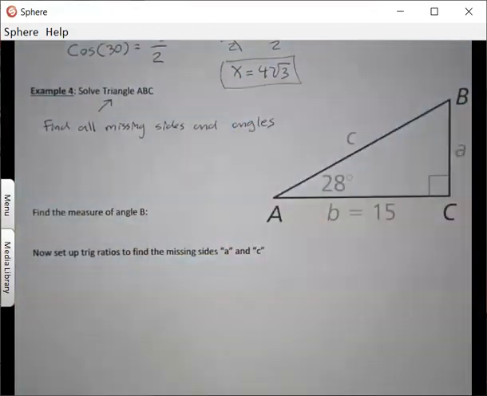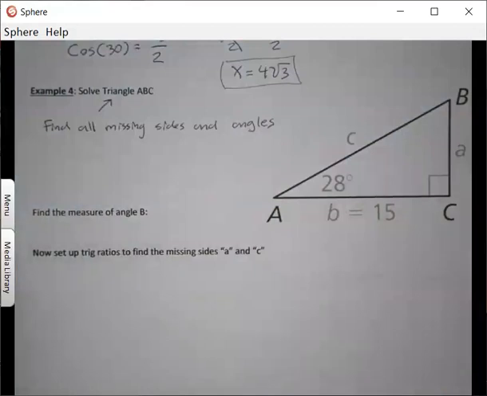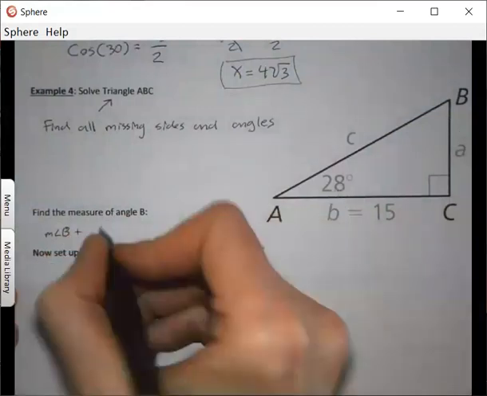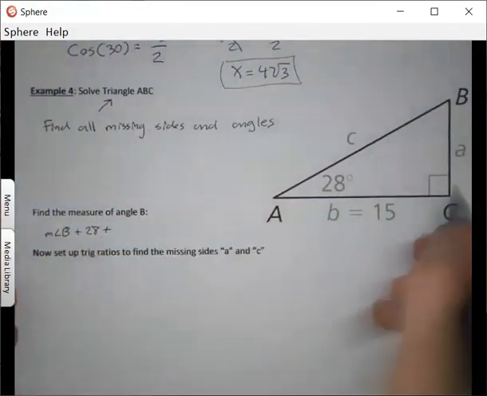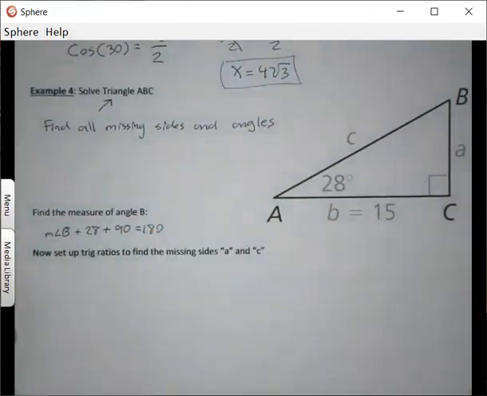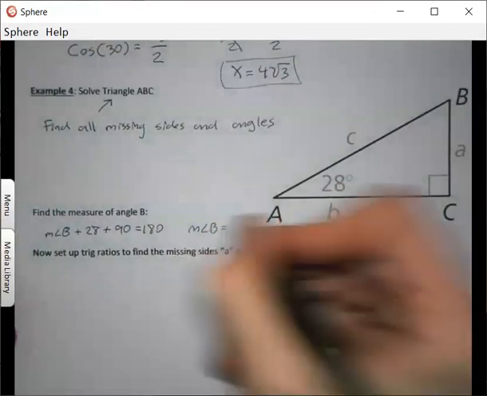So we need to know all 3 angles and all 3 sides. So first, we're going to find the measure of angle B. We know 2, we can find the third. So the measure of angle B plus 28 plus 90 must be 180. So the measure of angle B is going to be 62.